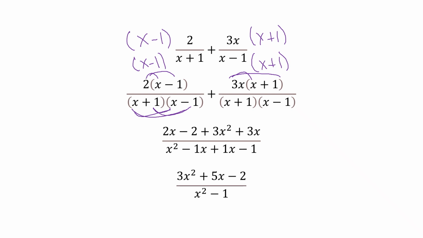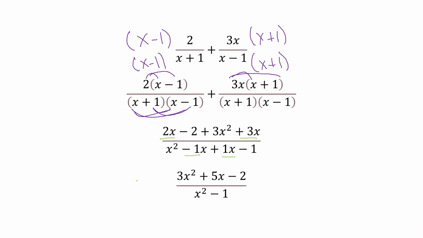Then I'm going to add any like terms. Now remember, x squared is not the same thing as x. They have to match with their exponents and their variables. So on the top, 2x, 3x. On the bottom, x and x. So 2x plus 3x is 5x.